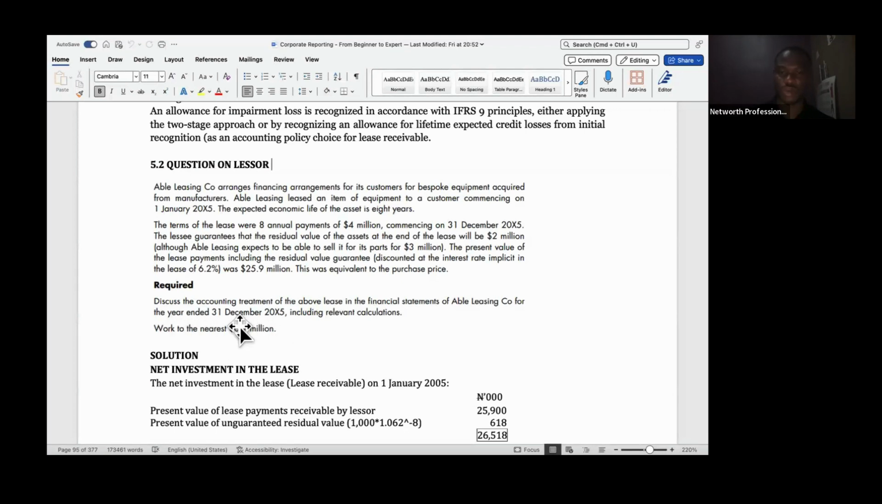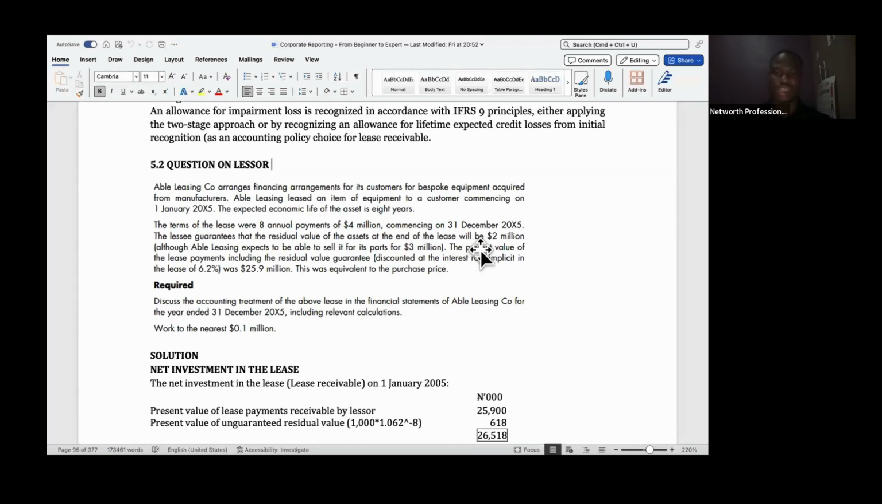I'm going to ignore this one just for simplicity for you guys. Similar to what we have done earlier, Able Leasing is the lessor. He has leased an asset and is going to be getting 4 million per annum in arrears. And the lessee has guaranteed him 2 million, but he believes that he can get 3 million. That means there's an unguaranteed 1 million.